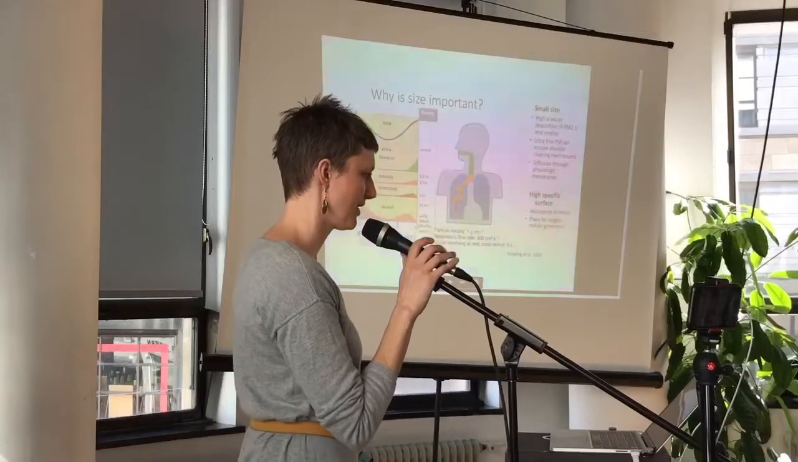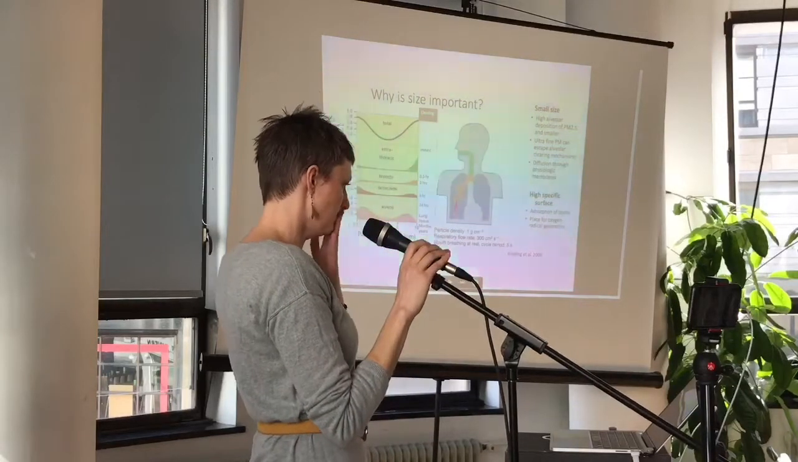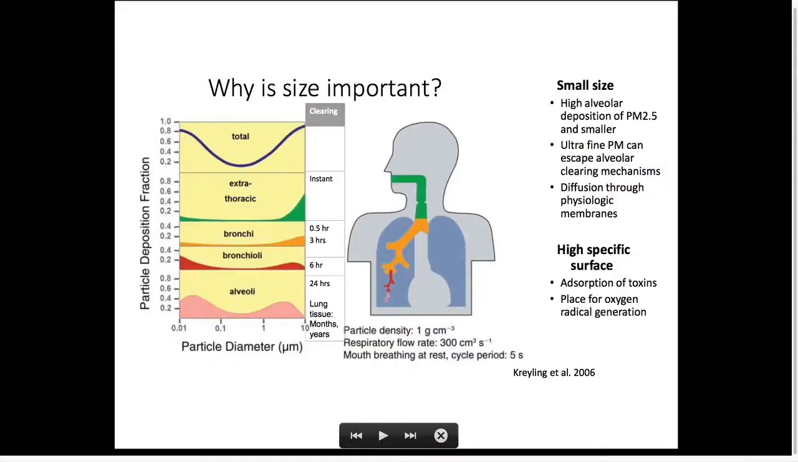So here we are. This graph shows deposition fraction per particle diameter. As you see, in the upper respiratory tract you can have mostly bigger particles like PM10. Then as you go lower and lower, smaller particles of PM2.5 or lower, ultrafine particles, are deposited.